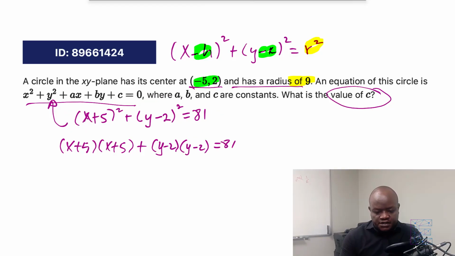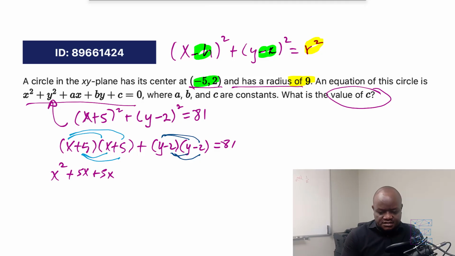Now when you're foiling, you simply are just distributing, right? This times this, this times this, this times this, this times this, and we'll combine like terms. We're going to repeat that on the other one. Let's quickly do that. x times x, x squared, x times 5 is 5x, 5 times x, another 5x, 5 times 5 is 25. So when you combine these two like terms, we end up having x squared plus 10x plus 25. Repeat that for the y values, right?